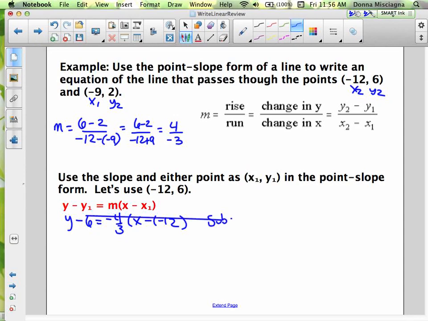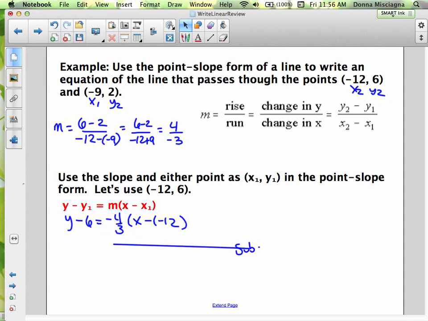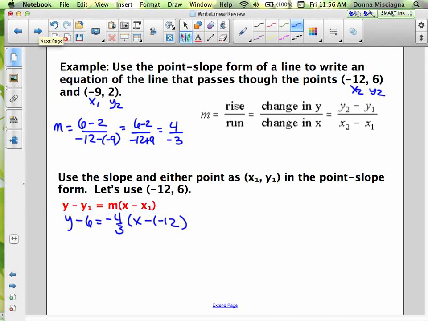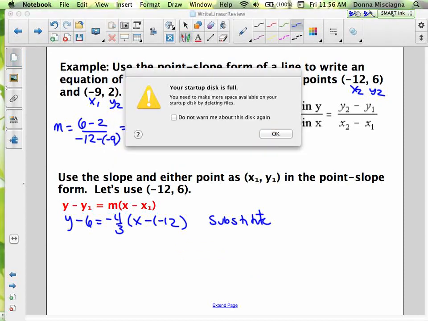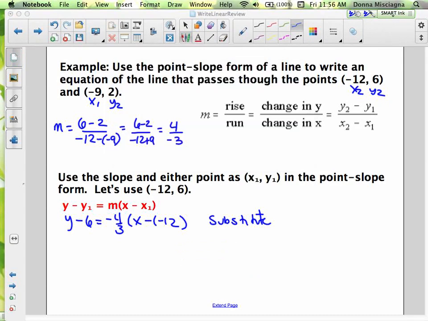So we substitute. Ooh, oh, I hate when that happens. Well, at least it didn't mess up everything. I leaned too close to the board. So we want to substitute. Come on. There we go. Substitute. So I get notes about my disk is getting full, and my computer says it's getting full. I don't know if you see those notes.